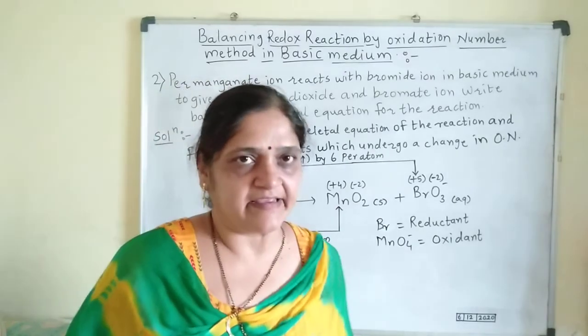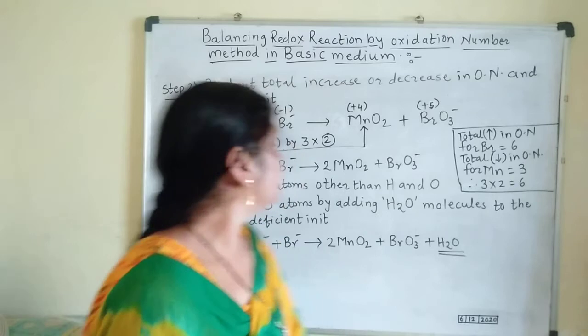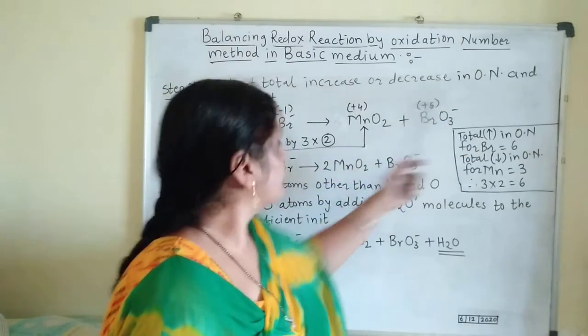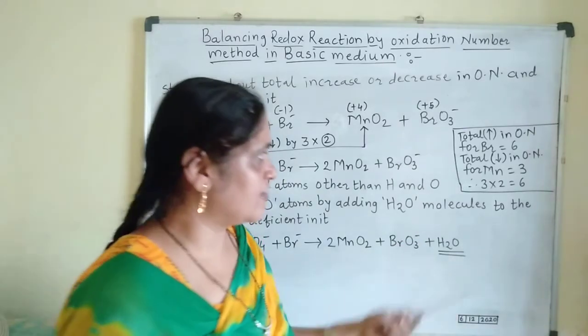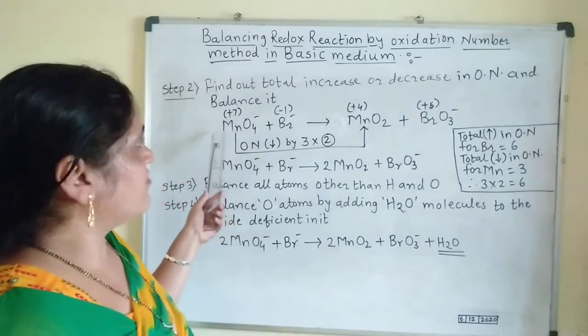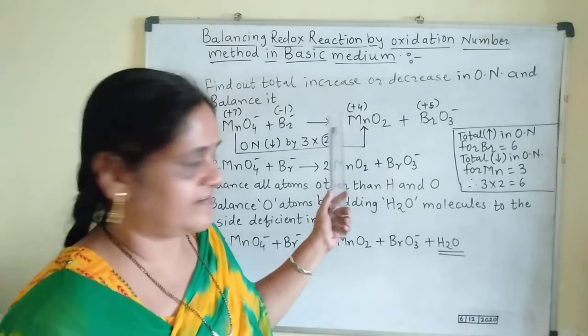Now we will see the next step. Now students, see the next step. Find out the total increase and decrease in the oxidation number and balance it. So we have to check how much electron is lost and how much electron is gained. So here, how much is the electron loss and gain? We are going to balance by checking the increase and decrease in the oxidation number.